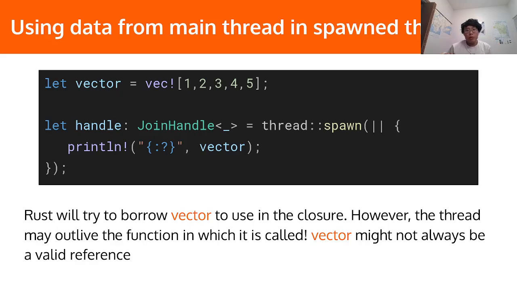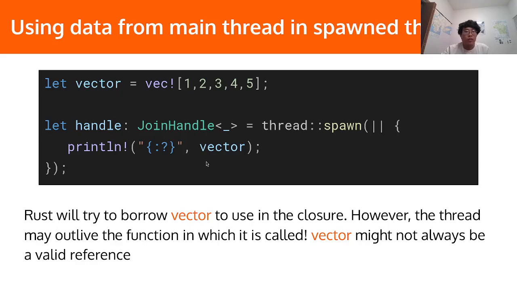Now, the last problem that we need to solve is in this case where we want to use the data from the main thread inside the spawn thread, right? In this example here, we have a vector that we initialize to 1, 2, 3, 4, 5, and now we want to use this vector inside there. Recall here we spawn a thread and it calls this function, it runs this function, it tries to print out the vector.